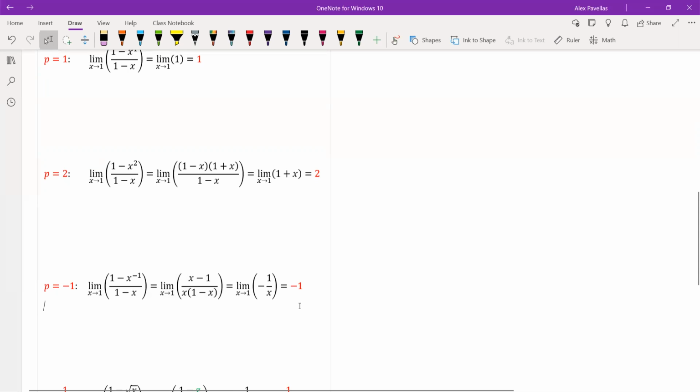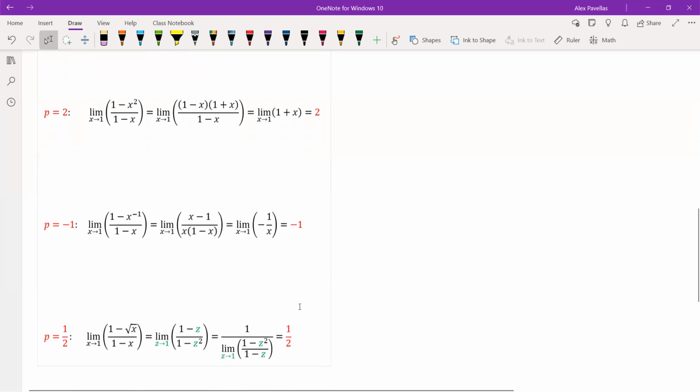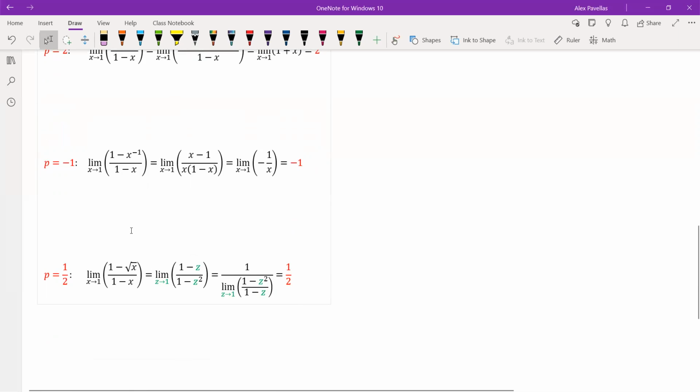And then the last one I wanted to try was a fraction. So p equals a half. x to the 1/2 is the same thing as the square root of x, right? And I did something a little bit different here. If you notice in these green, they've got all these z's here. So what's the deal with those? Well, what I did was I made a little substitution in this last one. If I basically let the square root of x be the same thing as z, so if the square root of x is the same thing as z, then I guess x is equal to z squared, right?